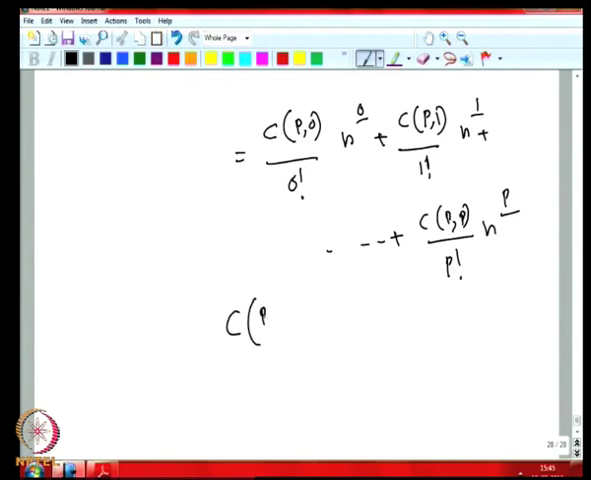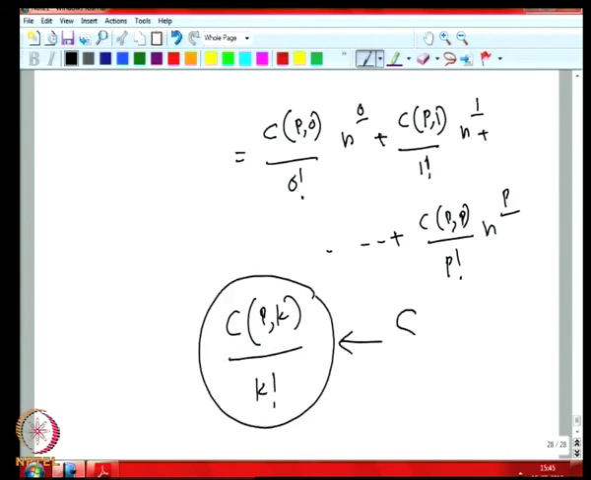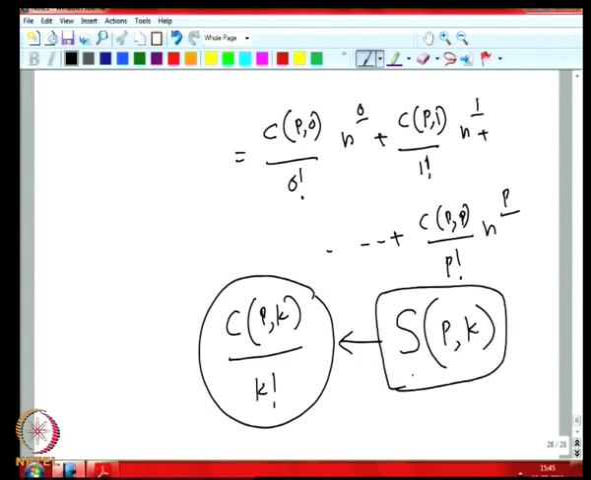These numbers C p k by k factorial appearing here will be the Stirling numbers S p k. We will show that these are the same Stirling numbers of the second kind that we defined before using a combinatorial definition. Our strategy is to show that these numbers S p k actually satisfy the same recurrence relation and initial conditions as the Stirling numbers of the second kind which we defined using the combinatorial interpretation. So, that is what we will do in the next class.